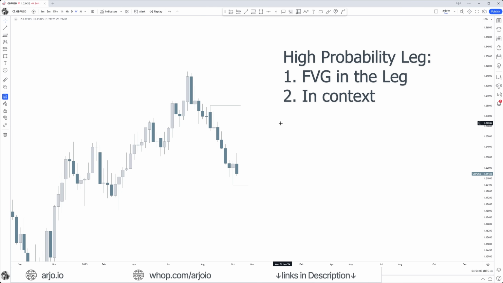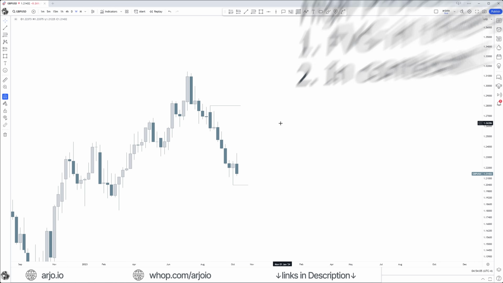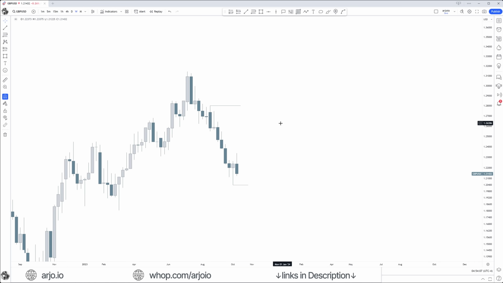And then of course, low probability lag is just the opposite. Low probability lag, no fair value gap in the lag itself and not in context of the time frame above it. Either one or two. For high probability lag, they need to have both those points. For a low probability lag, it can be either one of the two. So a low probability lag, if it doesn't have a fair value gap in the lag, it's already low probability.